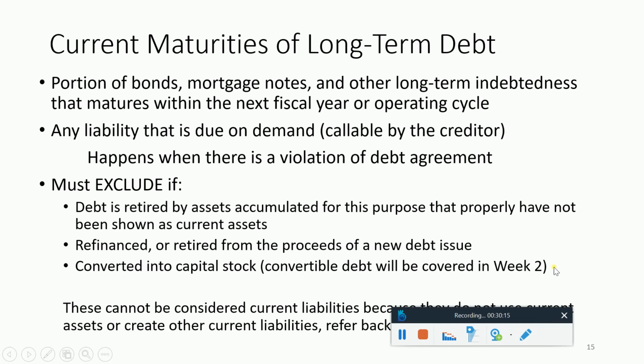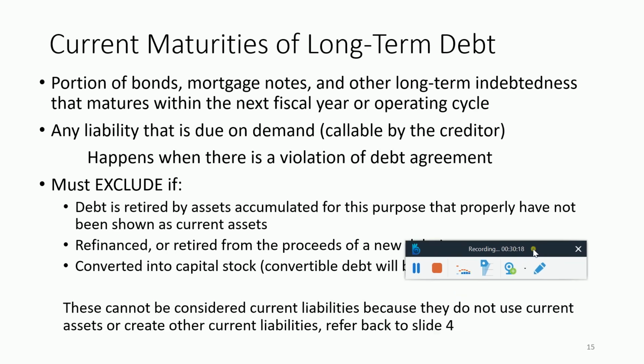And the underlying reason for all of these is that you don't want these to be considered current liabilities because they are not going to use current assets or create other current liabilities, and that is the entire definition of a current liability, if you go back to slide 4. So because none of those 3 situations are creating new current liabilities or using up a current asset, they should not be classified as current liabilities.